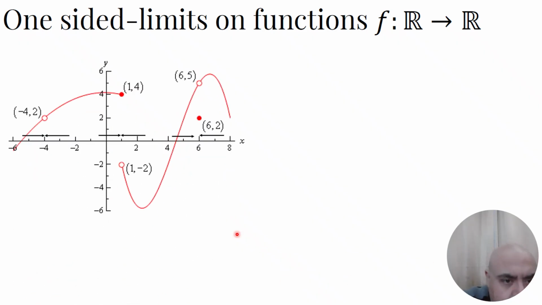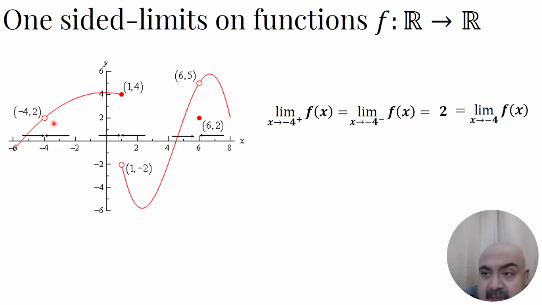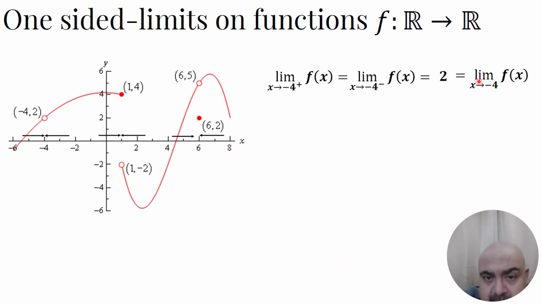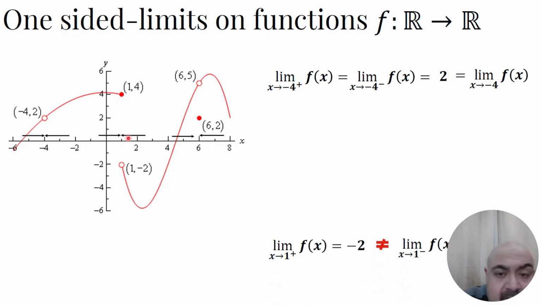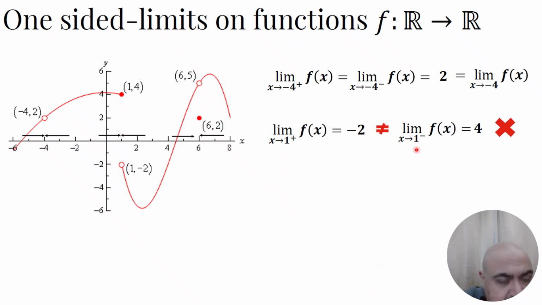Once more, if you look carefully at this function sketch and discuss the cases at -4, when x tends to -4 from the left or from the right, both of them go toward 2. So the limit exists in this case and it's equal to 2, as you can see, the right hand and left hand. If I'm discussing the limit at 1 from the left and from the right, you will find that the values are not equal, so the limit doesn't exist.